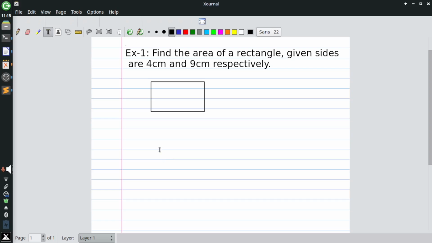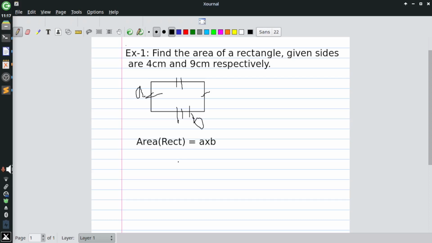Here, if we take a rectangle, you can see a rectangle has two equal opposite sides. That means these two sides and these two sides are equal in length. So, to find the area of a rectangle, we have this formula. That is, area of rectangle equals A into B. So we can assume this side as A and this side as B.